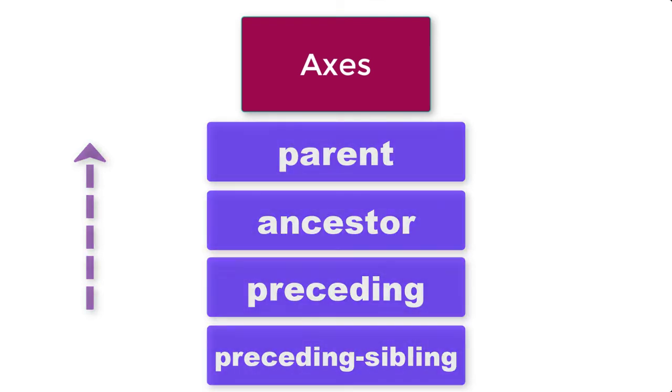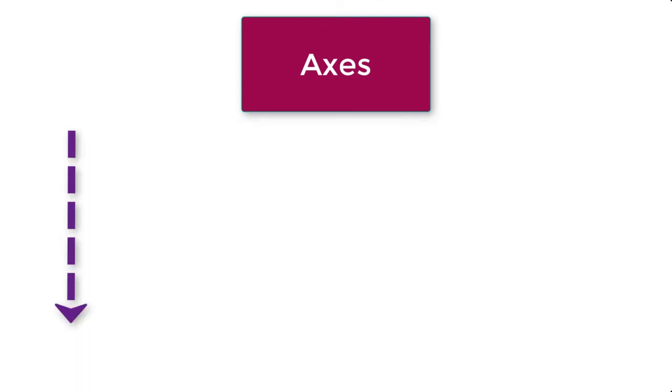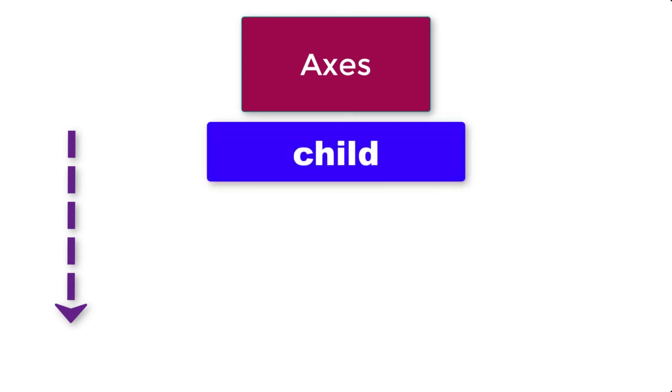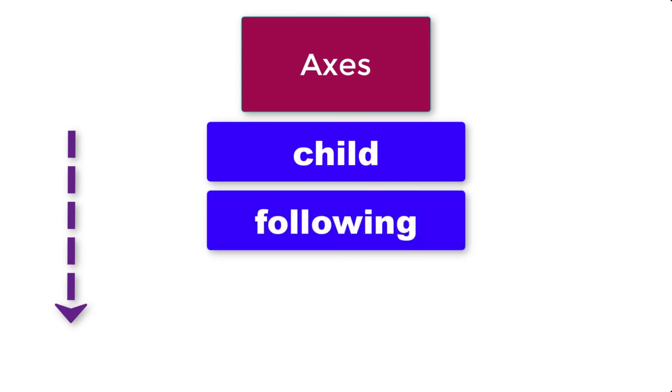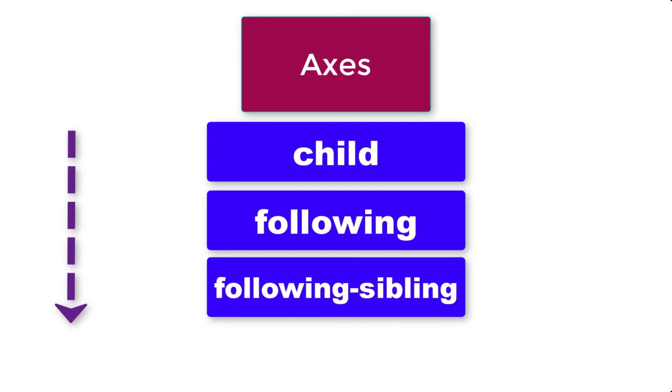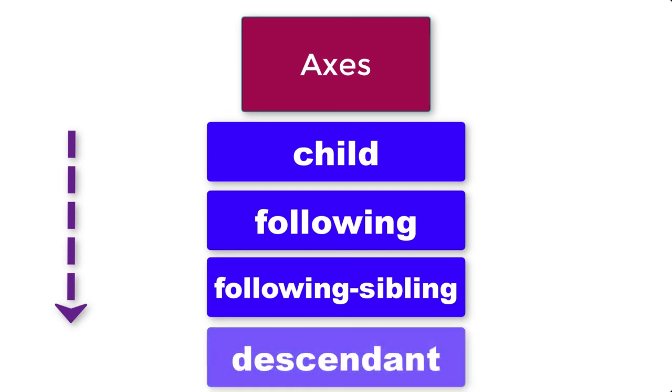Now, in contrast, we learned how to go down too. We learned about the child axis, which will get us the child elements of a particular element. We learned about the following axis, which will return all the elements that are after the closing tag of a particular element. And in addition to that, we learned about the following-sibling axis, which will return the sibling elements that are after the closing tag of an element. And lastly, we learned about the descendant axis, which will return the children and grandchildren of an element.